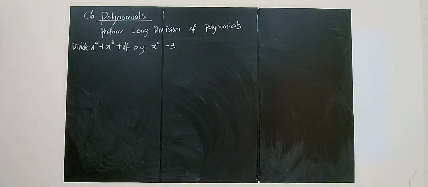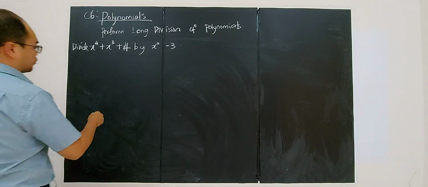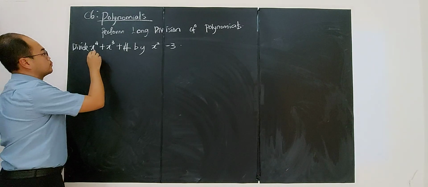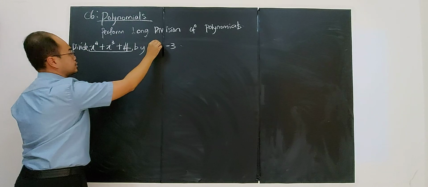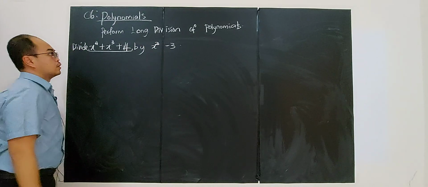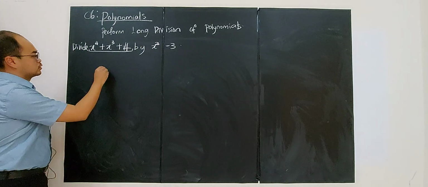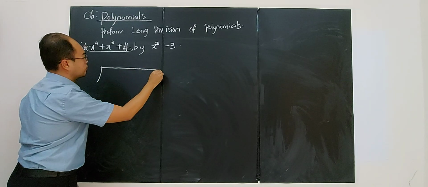Hi, let's look at this example. Divide x power 4 plus x cubed plus 4 by x squared minus 3. Divide means you need to perform long division, because you see that this is degree 4 and this is degree 2, right? So perform long division of this polynomial. Very simple, the same thing.